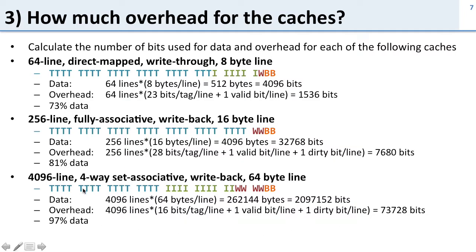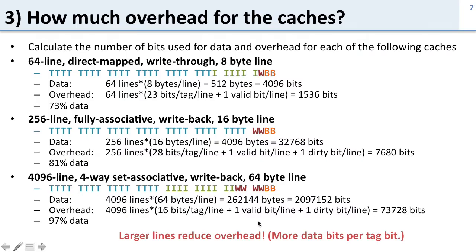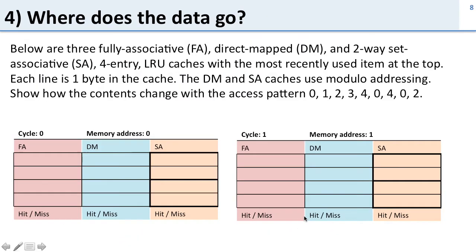So if you look at these, the reason we have so much higher percentage data here is because we have larger line sizes. We have more bytes per line, which means we have fewer tag bits for each data bit. So larger lines reduce the overhead.